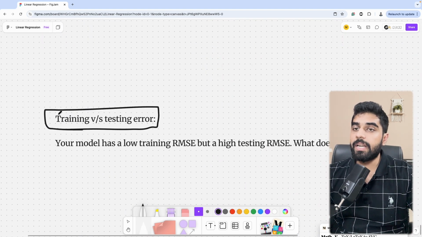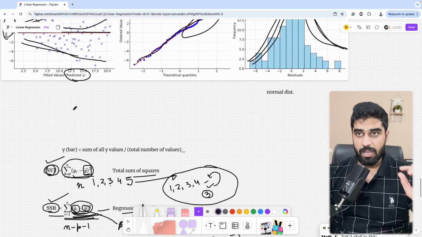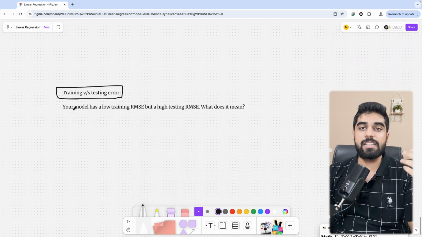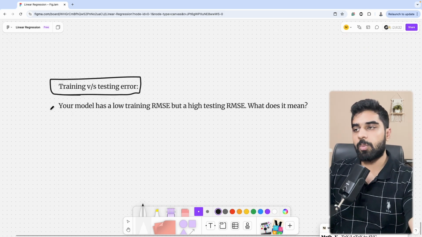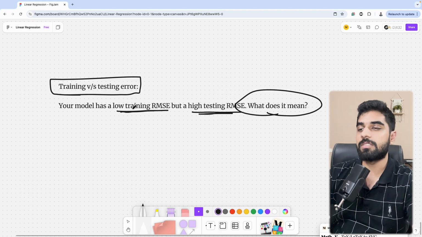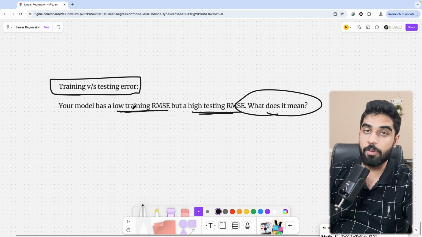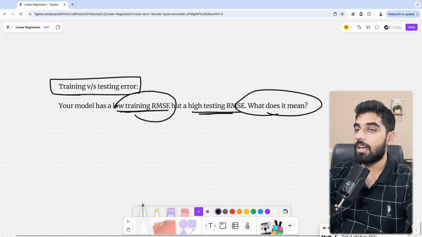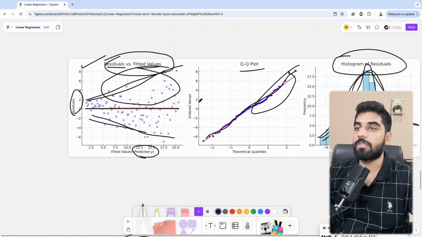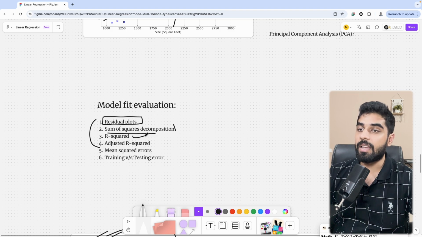We can evaluate all these error metrics and all these variables that we calculated, R square, root mean square, all of these things, on the training as well as the testing data set. So one small exercise. Let's say your model has a low training root mean square error, but a high testing root mean square error. What does this mean? This simply means that your model has a problem of overfitting. Your model performs really well on the data that it has already seen, but it is not able to perform well on unknown data. And that's what we also touched upon when we were saying R square is high, but it does not necessarily mean that the model performs well.